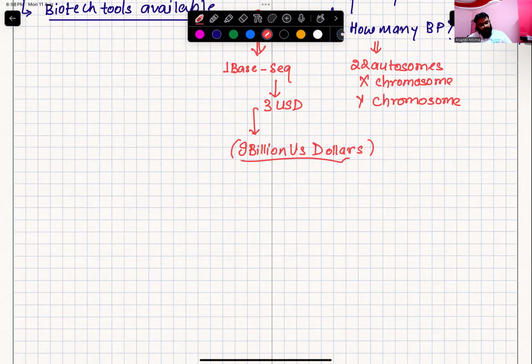Sir, 9 billion is not that much, no? Like Musk and all, they're at 143 billion and stuff. But back in 1990, it was a big deal. Now economies have opened and everything is fine. But back then, it was a big deal.